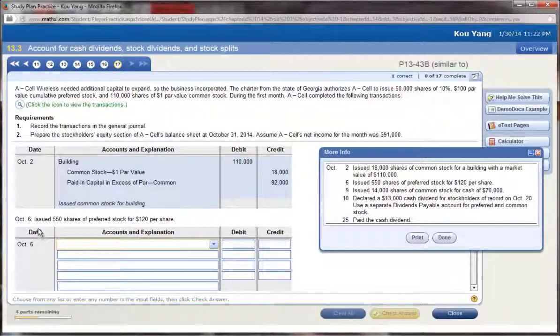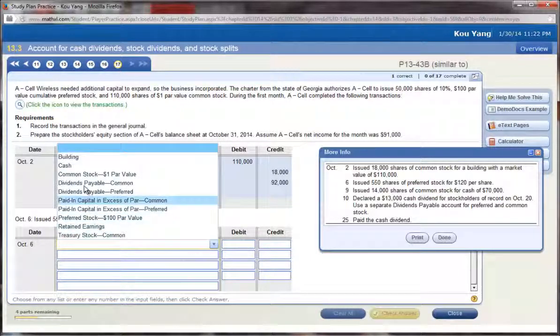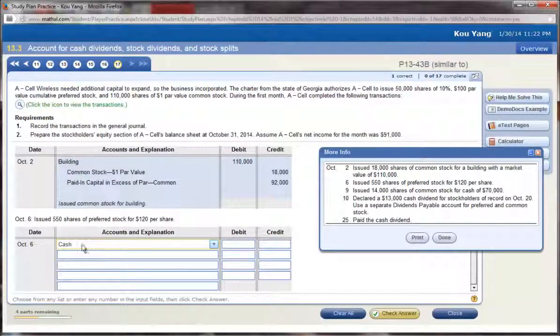Our next transaction is we issued 550 shares of preferred stock for $120 per share. So this, we just basically issued it for cash. So cash is coming in, so we're going to debit cash for that amount. And we issued preferred stock for $120 per share. The par value for preferred stock is $100.